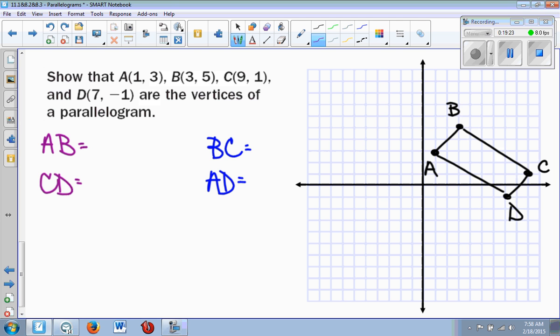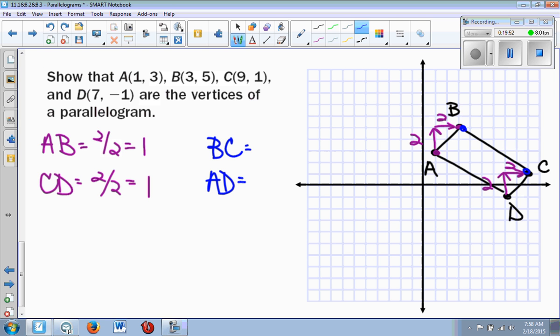So let's start with AB. To go from A to B, we're going to go up 2 and over 2. So 2 over 2 is a slope of 1. Same thing for CD. We are going to go up 2 and over 2. 2 over 2 is a slope of 1, which means that those opposite sides are in fact parallel because their slopes are the same. Let's do the same thing for AD and BC.